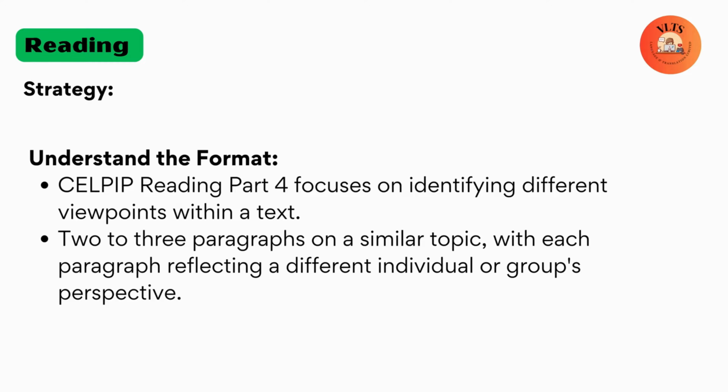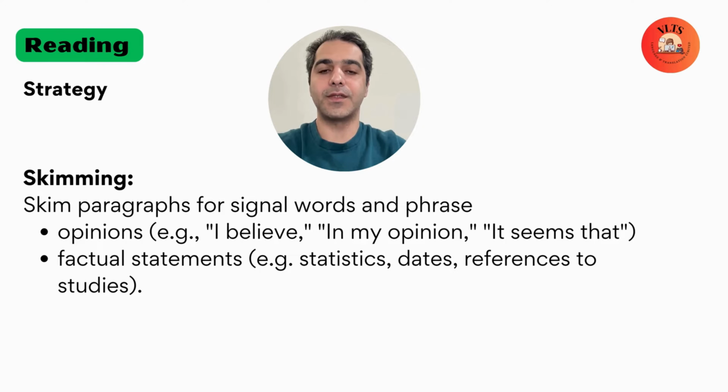Based on the more complex nature of the passages and the emphasis on analyzing viewpoints, understand the format. Know that CELPIP Reading Part 4 focuses on identifying different viewpoints within a text. Expect to see 2 to 3 paragraphs on a similar topic, with each paragraph reflecting a different individual or group's perspective. As we have discussed earlier in Part 3, skimming is once more important in Part 4.